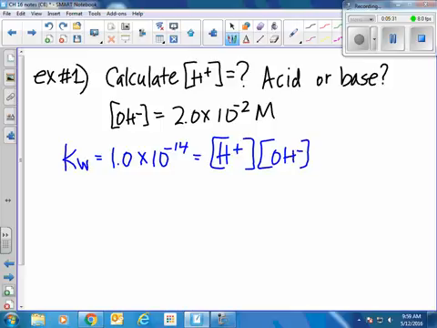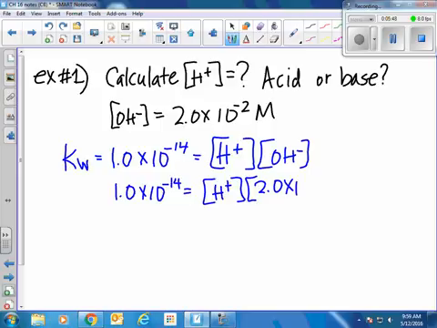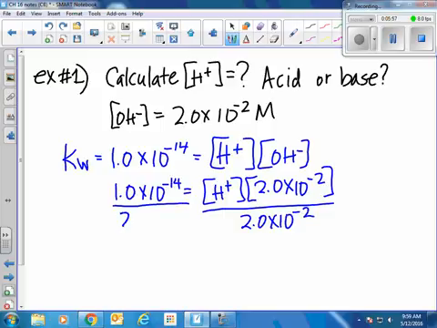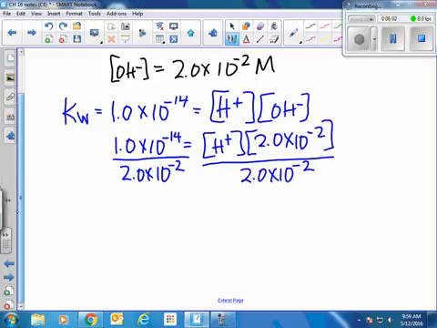So I hope that you're looking at that and saying, oh, that's just simple algebra. I can plug that in. And that's exactly what you need to do. So this is going to be our X because we don't know what that is, but we do know our hydrogen ion concentration is 2.0 times 10 to the negative second. Go ahead and divide both sides by 2.0 times 10 to the negative second and make sure you're punching this in right in your calculator. And go ahead and solve that.